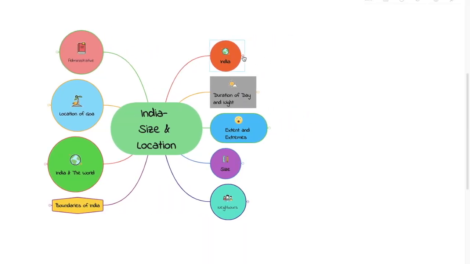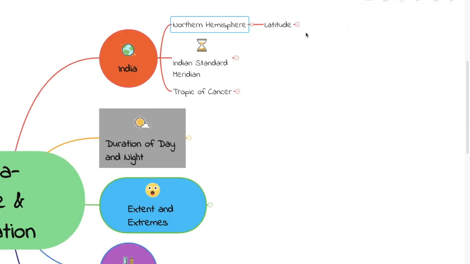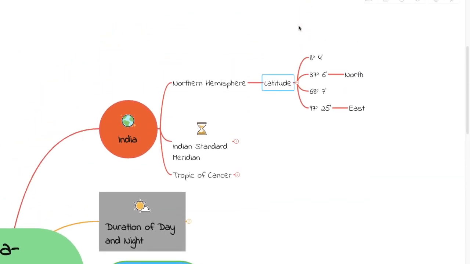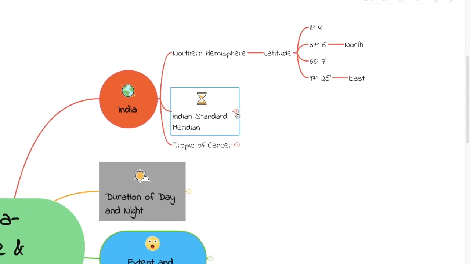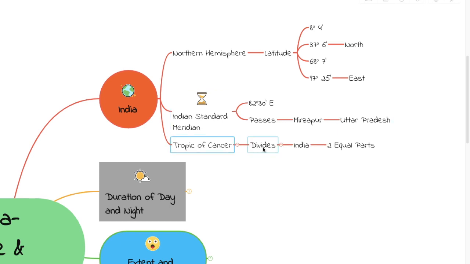India lies in the northern hemisphere within the latitude of 8 degrees 4 minutes and 37 degrees 6 minutes north, and 68 degrees 7 minutes and 97 degrees 25 minutes east. The time along the standard meridian of 82 degrees 30 minutes east is taken as the Indian Standard Meridian, or you can say IST, and it passes through Mirzapur in Uttar Pradesh. Remember, Tropic of Cancer divides India into two equal parts.